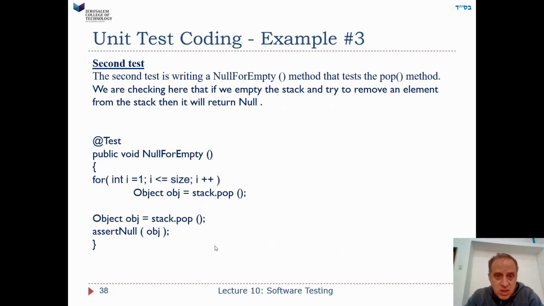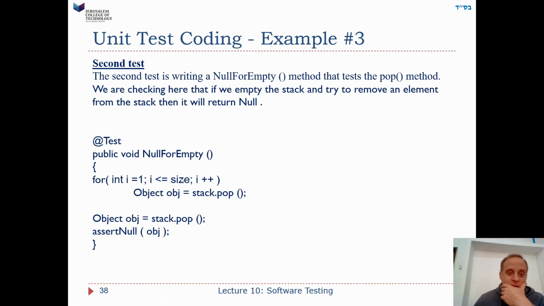The second test is writing a null for empty method that tests the pop method. We're checking here that if we empty the stack and try to remove an element from the stack, it will eventually return null if we keep going. So here we go, and we say, according to the current size, not the max size, we're going to remove elements. We're going to do a loop, and we're going to remove every single element according to whatever size there is. Of course, when I pop, the size will get smaller.